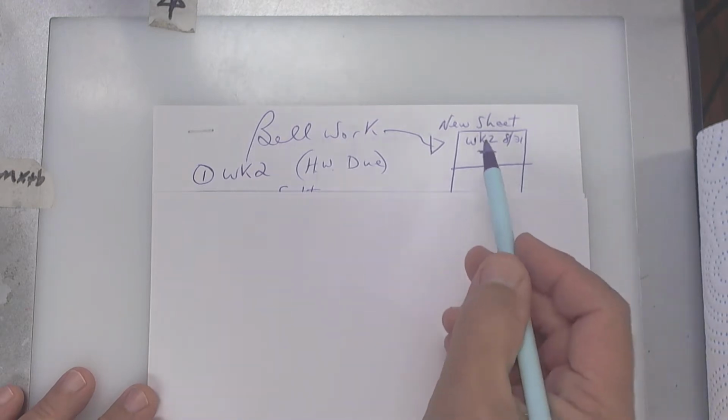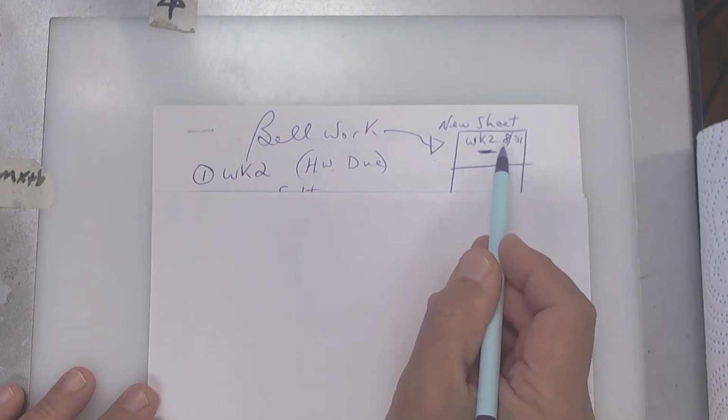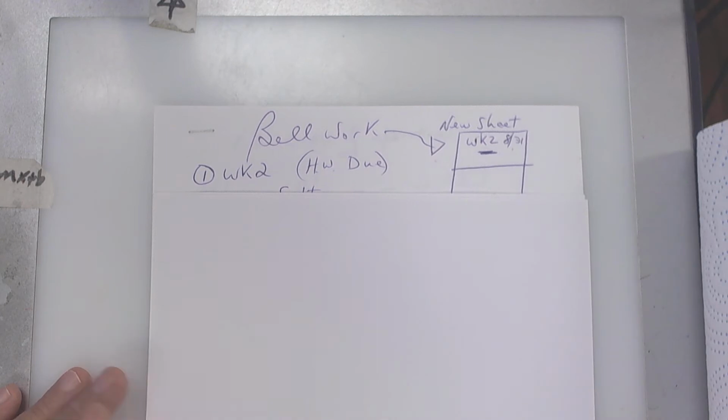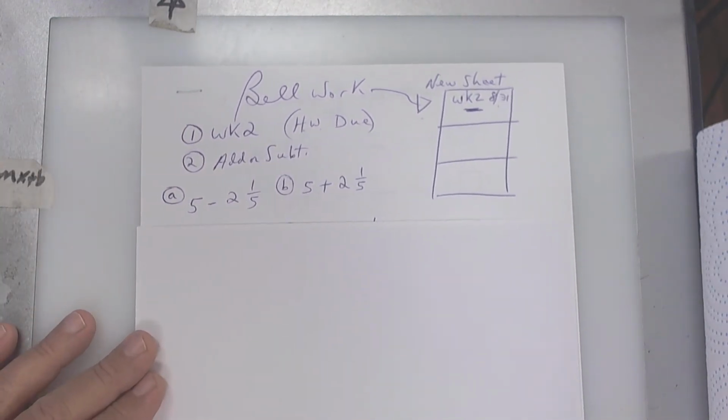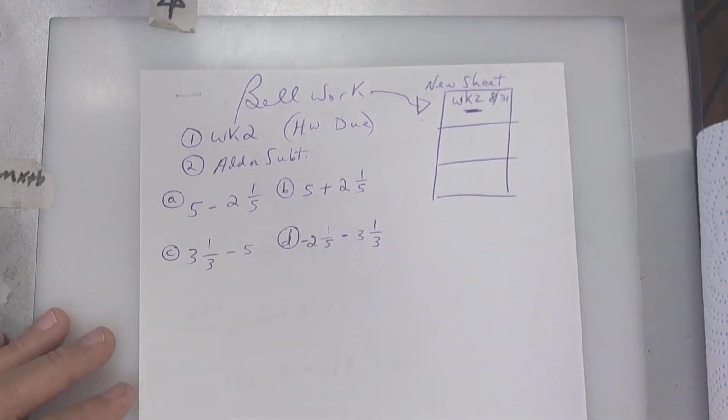All right, so here's a new sheet of paper. At the top is week 2. Put a big week 2 up there. Write it real big. All right, let's take a look. Subtraction. Well, let's take a look at this one right here.